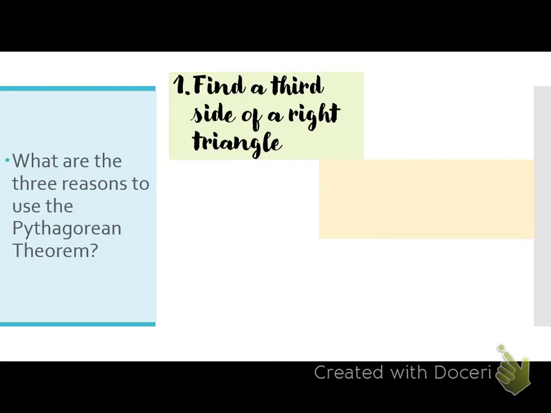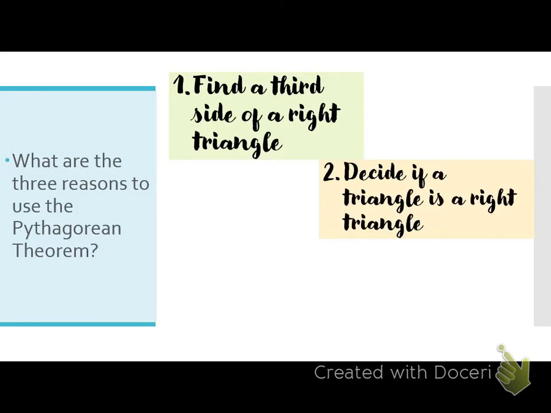All right, and then the second reason you use it is to decide if a triangle is a right triangle. So your second reason is to decide if a triangle is a right triangle. If it is a right triangle, then what do we know about a squared plus b squared? It will equal c squared. So you're looking for the left to equal the right. If it does, then it is a right triangle. Okay? You always plug in the biggest side in for c.